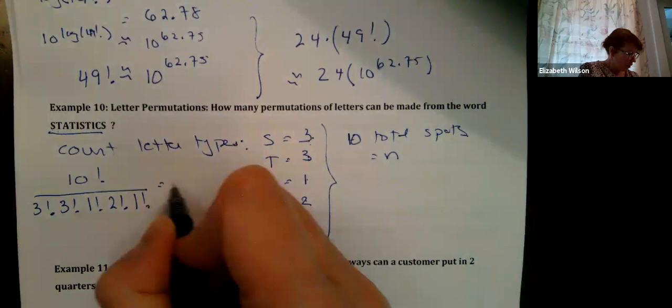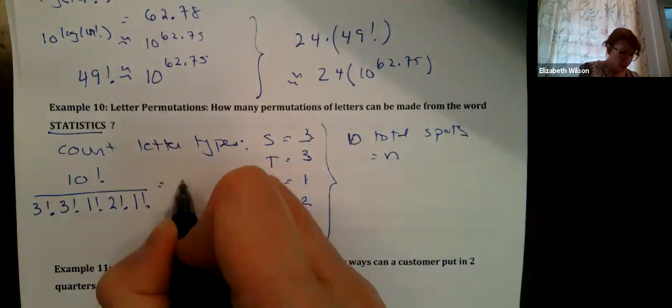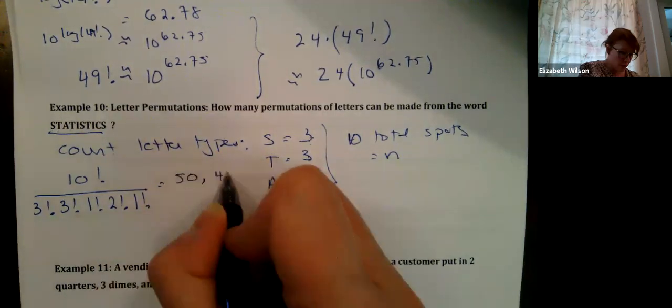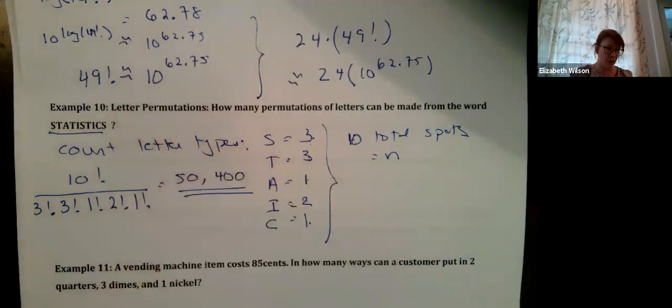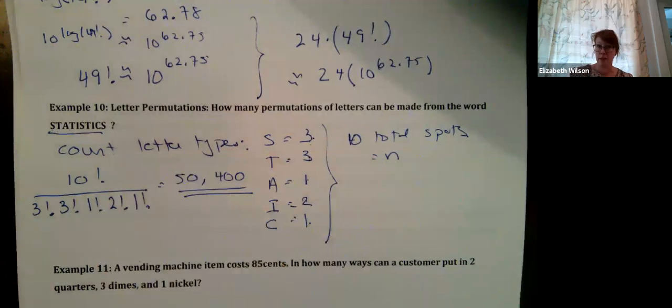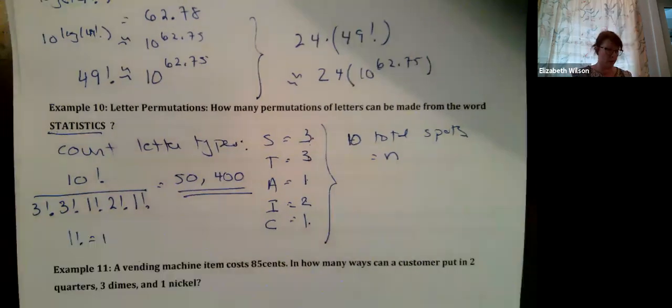So when I multiply it out, I get 50,400 total permutations from the letters in the word statistics. That's a lot of permutations from just this small word. Let's just write down that 1 factorial is equal to 1, just so we know.